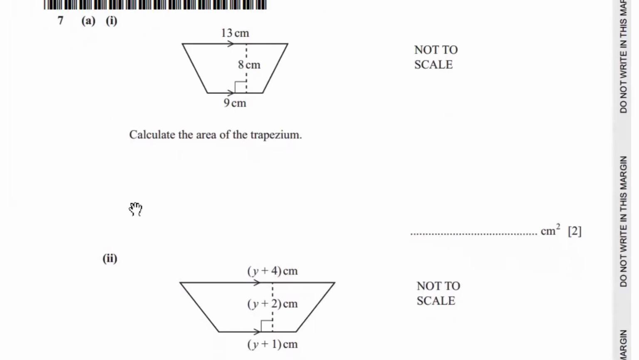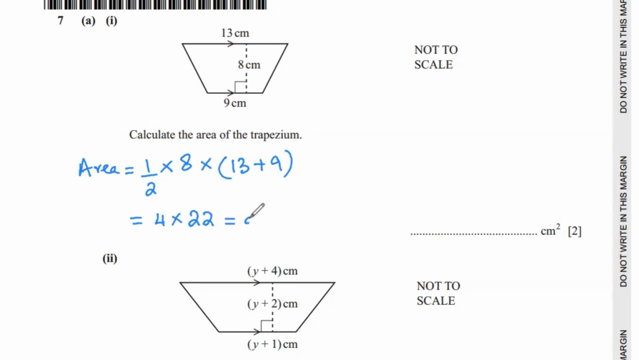Question 7 says calculate the area of the trapezium. So area of the trapezium has the formula of 1 over 2 times the perpendicular height, which is 8, times the sum of parallel sides, which are 13 and 9. So that's 4 times 22, and that's 88 centimeters squared.